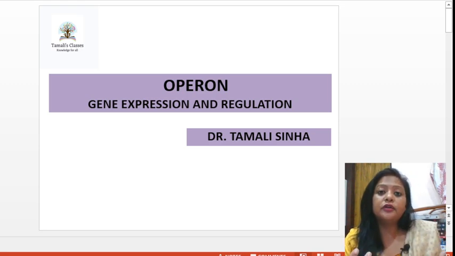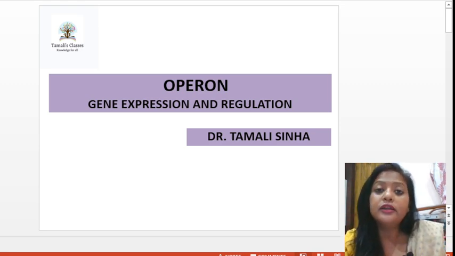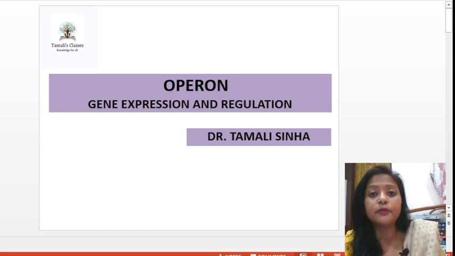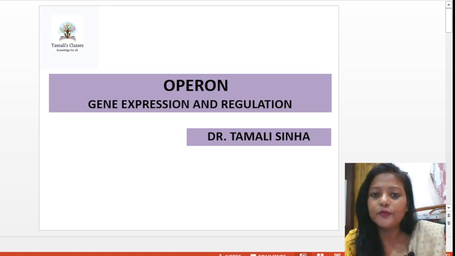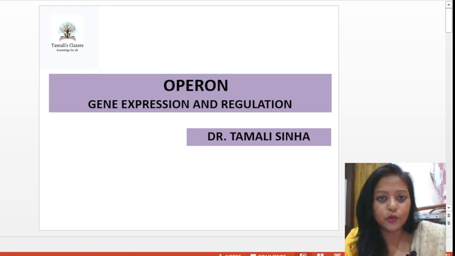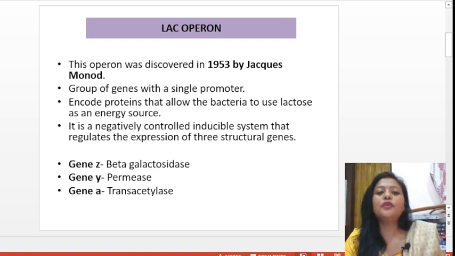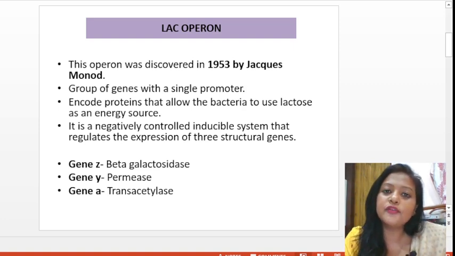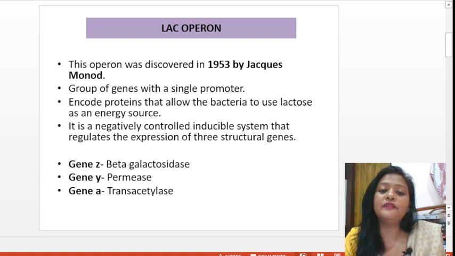One of the most common ones you have heard about is lactose metabolism, or you can say the lac operon. The lac operon is very common, and we will also talk about the tryptophan operon. So today we'll talk about both operons. Let's start. First of all, who discovered the operon? The operon was discovered by Jacques Monod in 1953.